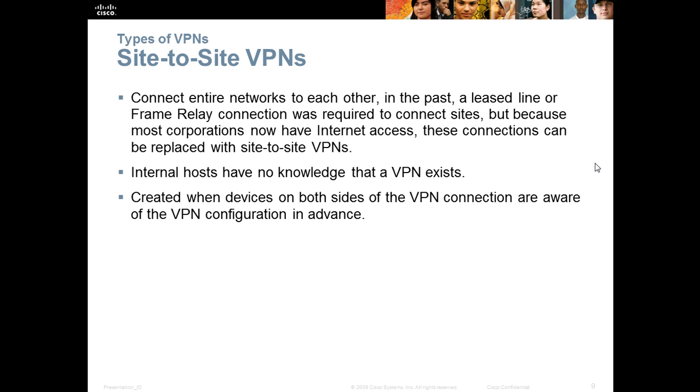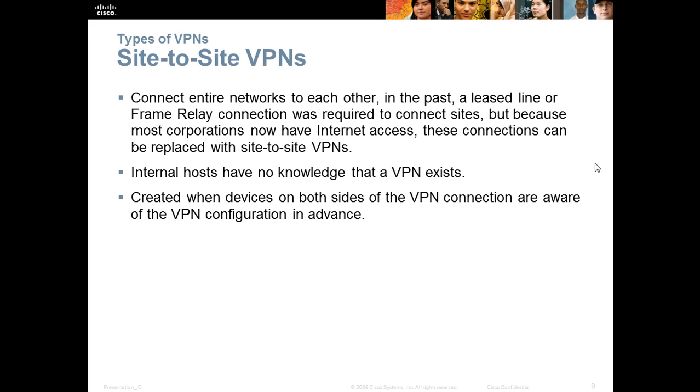There are different types of VPN. Site-to-site VPN is one of them. Site-to-site VPNs connect entire networks to each other. In the past, a leased line or Frame Relay connection was required to connect sites, but because most corporations now have internet access, these connections can be replaced with site-to-site VPNs. Internal hosts have no knowledge that a VPN exists.